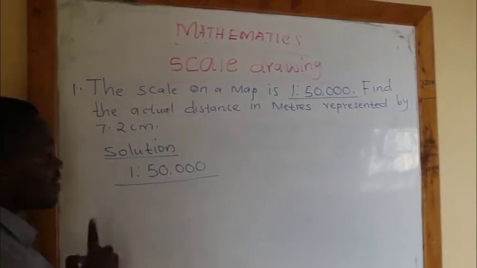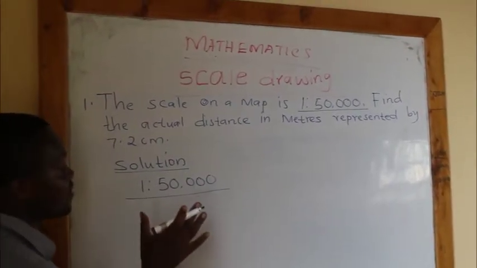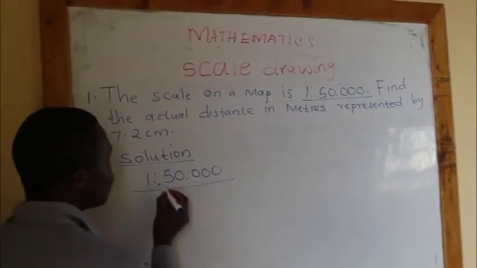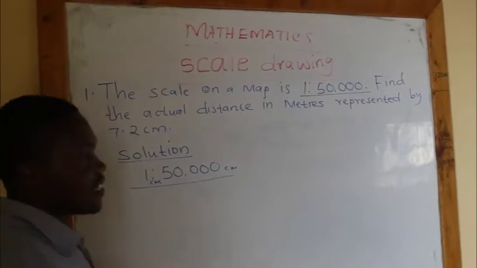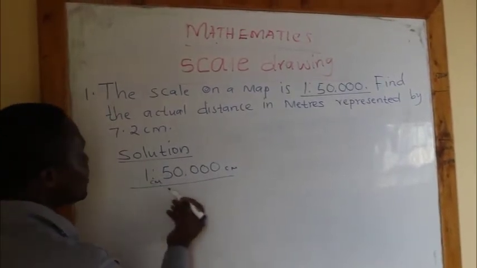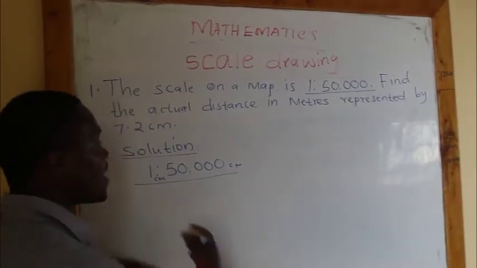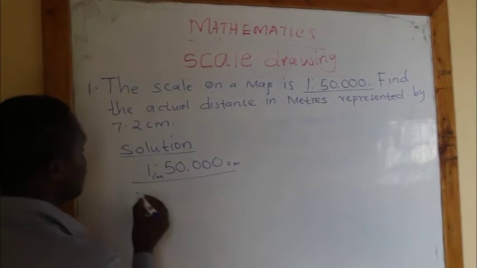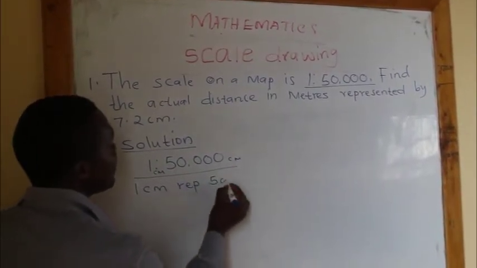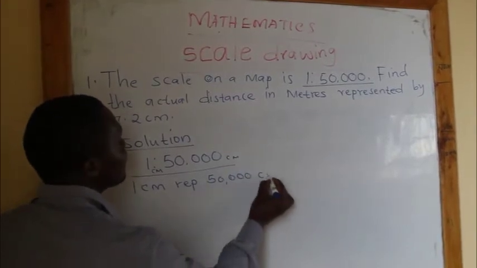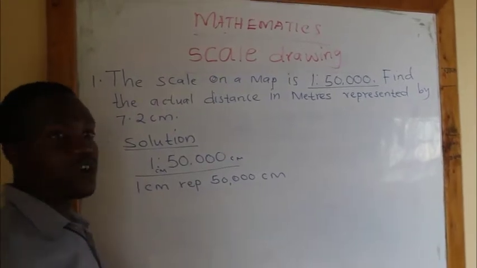When a scale has been given to you, just assume that it is in centimeters. The units which have been used here are centimeters. So in this case, 1 centimeter represents 50,000 centimeters. You can now expound on this. You just write 1 centimeter represents 50,000 centimeters. These are the units which are used to represent information on a piece of paper.